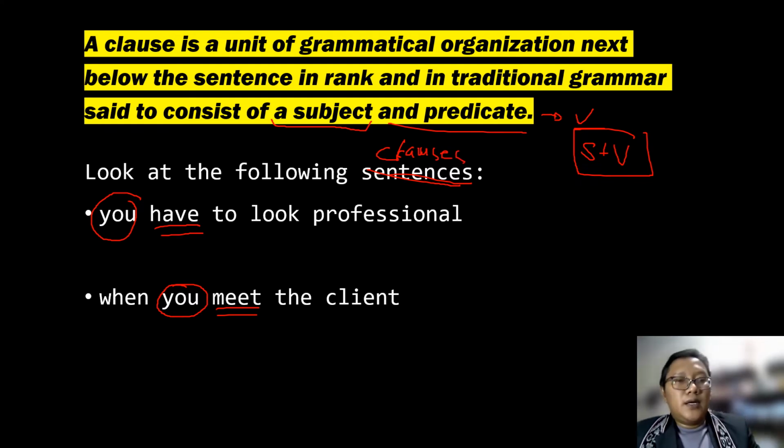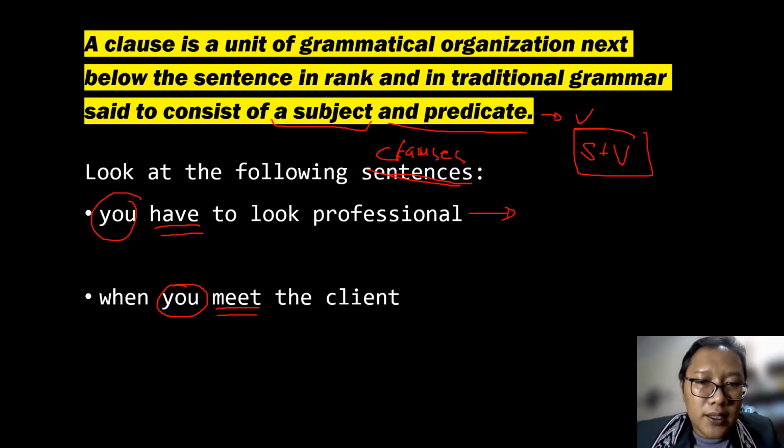Okay. So if we look at these two clauses, we can see that the first one, you have to look professional, the meaning of the clause is already complete. So the first one is one clause that can also be a sentence because the meaning is already complete.